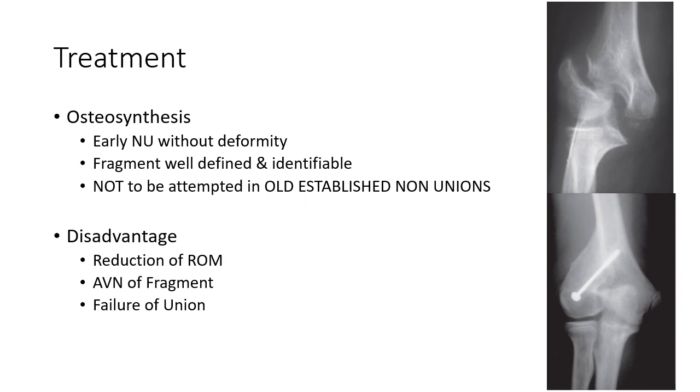Can you attempt osteosynthesis in a non-union? Yes, but there are certain preconditions. You have to do it early, when the injury is less than 1 year old, because at that point of time the fragments are still identifiable and you will be able to put everything back together as what it was before.